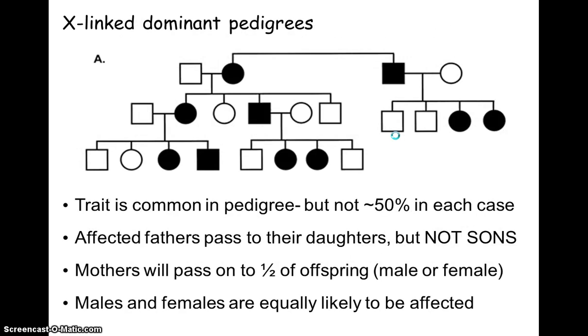All right, so now moving on to the sex-linked dominant, and really most of these are going to be linked to the X chromosome, so we'll look at these. With our X-linked dominant, this is going to be common in our pedigree because it's dominant, but it may not be 50% in each case.